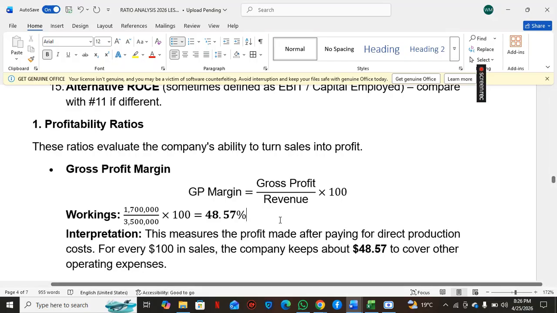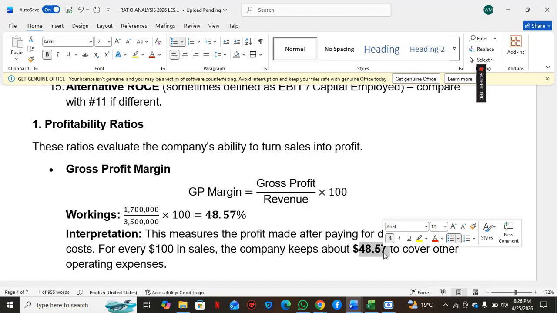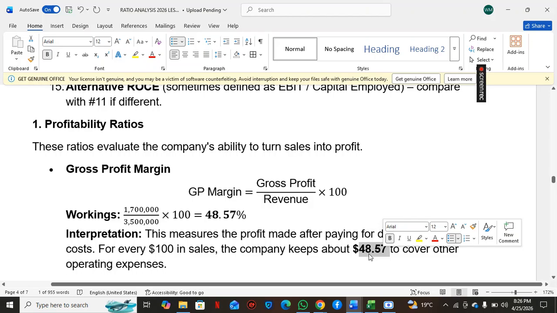Another way to think of it is for every $100 you make in sales, 48.57% of $100 is $48.57. So for every $100 that you make in a sale, in that $100, $48.57 is your gross profit.